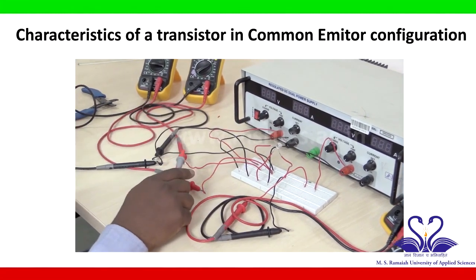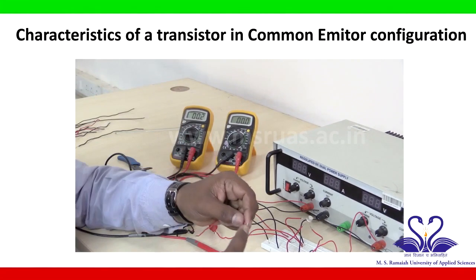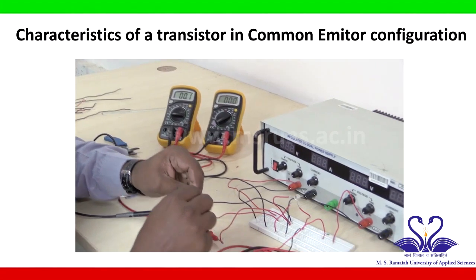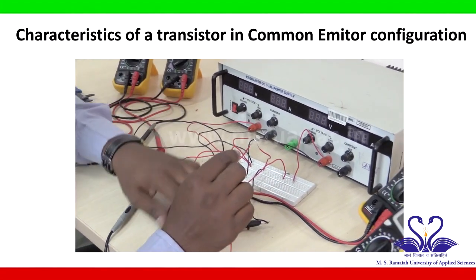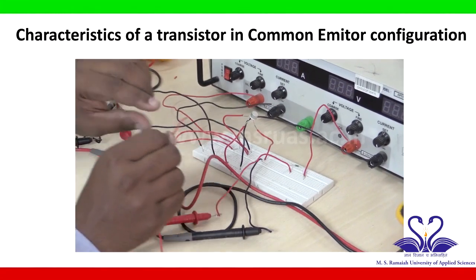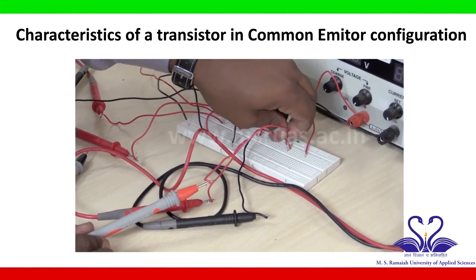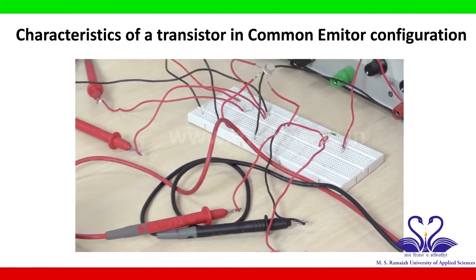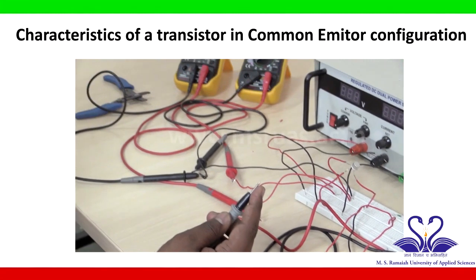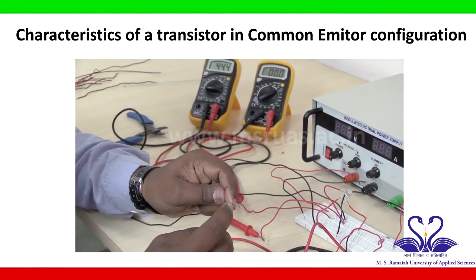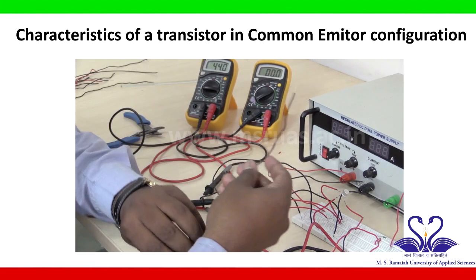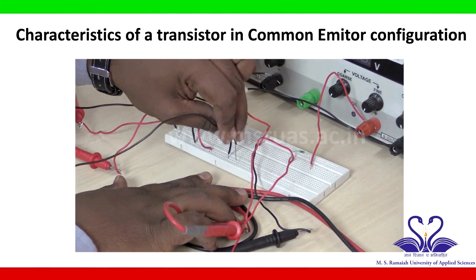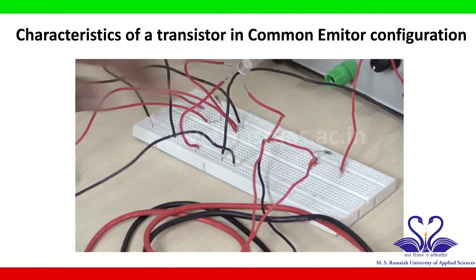Based on the circuit diagram, the positive of this multimeter is connected to the positive of the ammeter. So this is the positive of the ammeter. At this point I will connect this voltmeter, and the negative of this voltmeter is connected to the ground. So take the negative of this voltmeter and connect to the ground. As I told, this is the ground line, connect to this ground line.